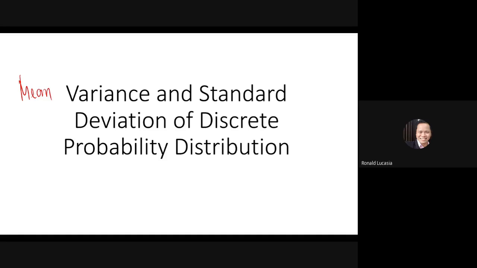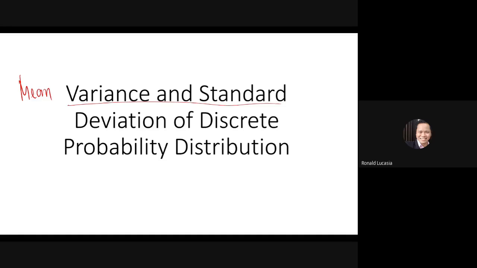Okay, so again, mean is a measure of central tendency. It balances the distribution. It is also an expected value. While the variance and the standard deviation are measures of variability, or measures of the spread. The variance and the standard deviation will tell us if the data in a given set are close to the mean.